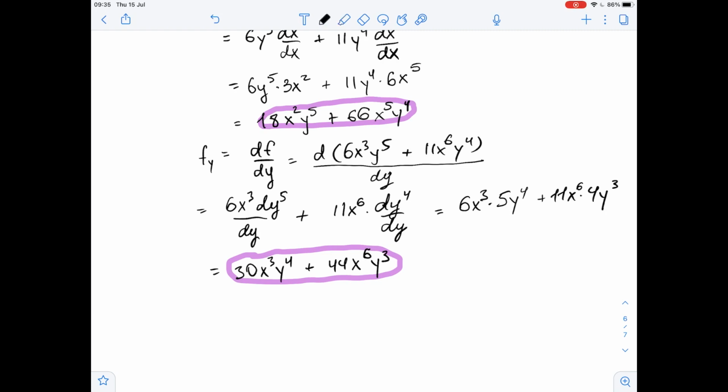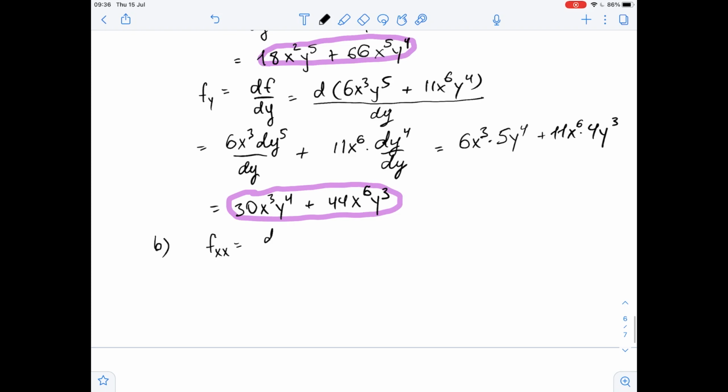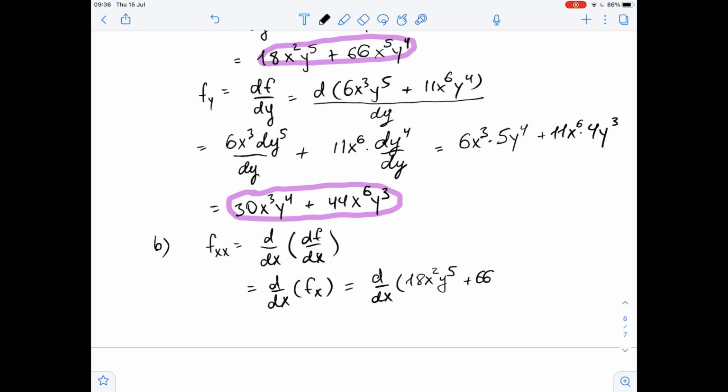Now let's move on to part B and find the second partial derivatives. We will start by finding f_xx. So this equals d over dx of df over dx, so it equals d over dx of f_x. Since we already know f_x, this equals d over dx of 18x squared y to the 5th power plus 66x to the 5th power times y to the 4th power.